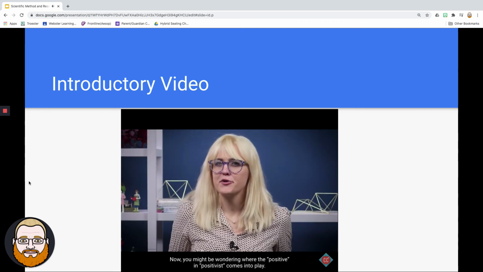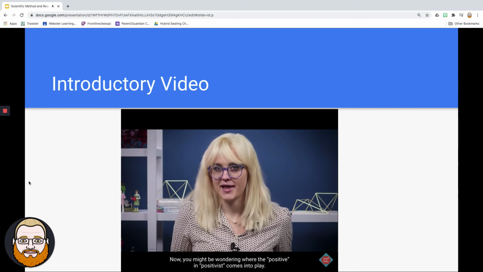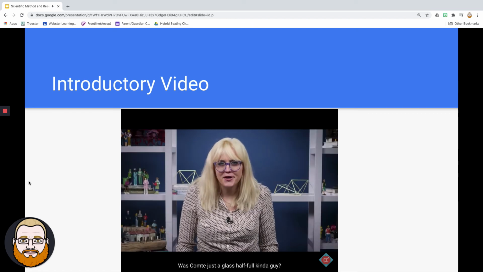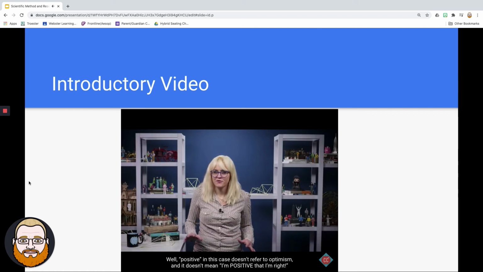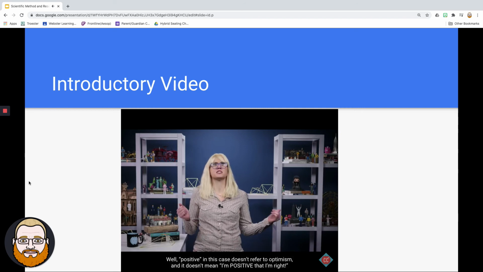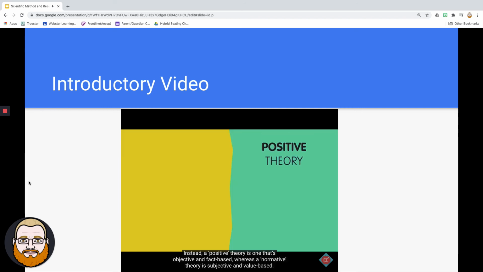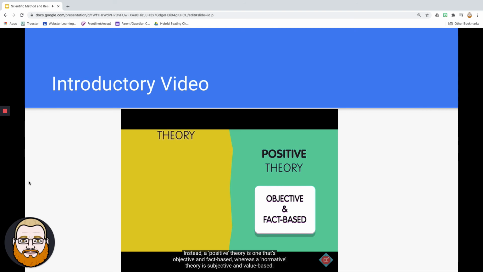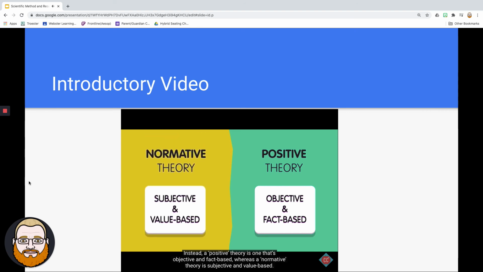Now, you might be wondering where the positive in positivist comes into play. Was Comte just a glass half full kind of guy? Well, positive in this case doesn't refer to optimism, and it doesn't mean I'm positive that I'm right. Instead, a positive theory is one that's objective and fact-based, whereas a normative theory is subjective and value-based.